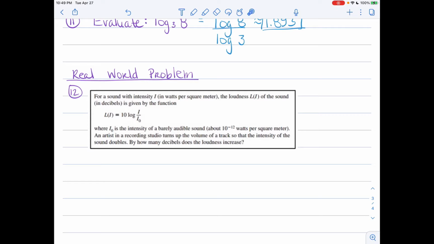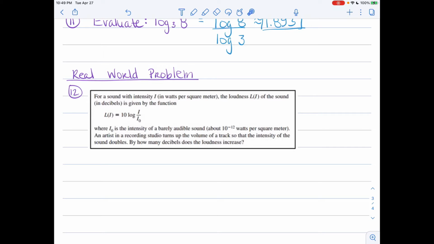For a sound with an intensity I in watts per square meter, the loudness L, which is a function of I, so L of I, of the sound in decibels is given by the function L of I is equal to 10 log of I divided by I naught, where I naught is the intensity of a barely audible sound, about 10 to the negative 12th watts per square meter.